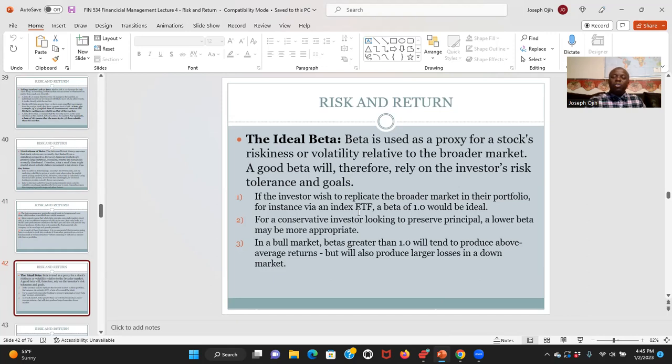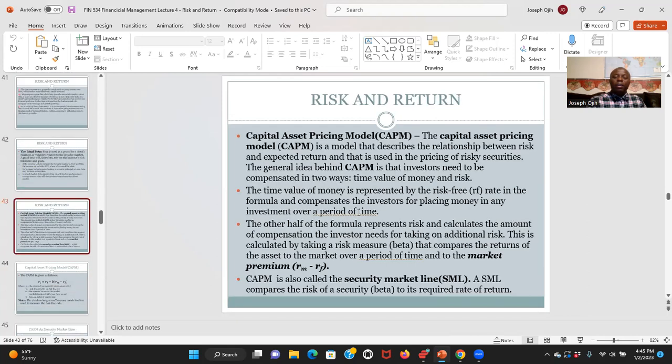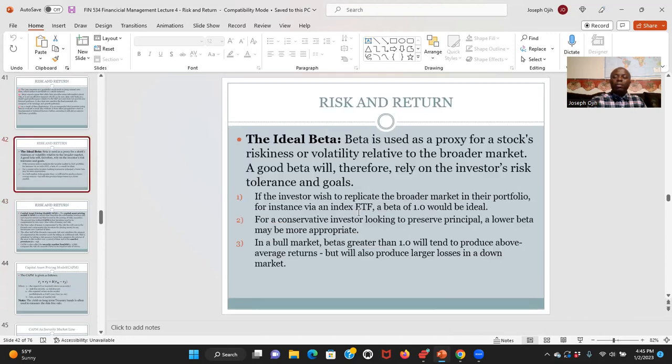I hope you enjoyed my lecture today. In the next lecture, we'll be looking at the capital asset pricing model. That'll be our next topic. The capital asset pricing model that we use to price risky assets.